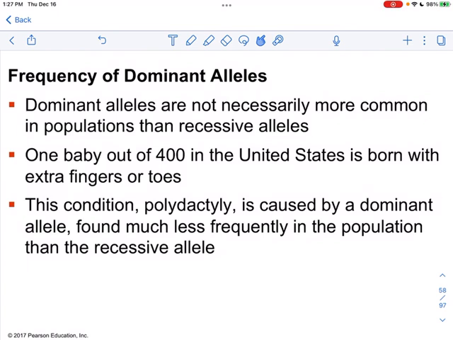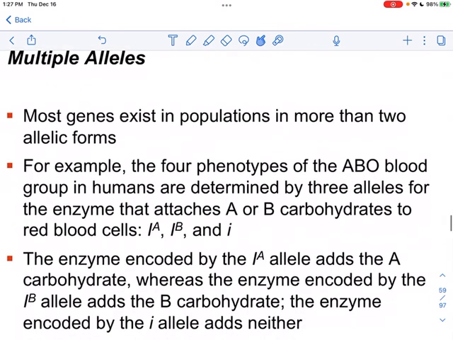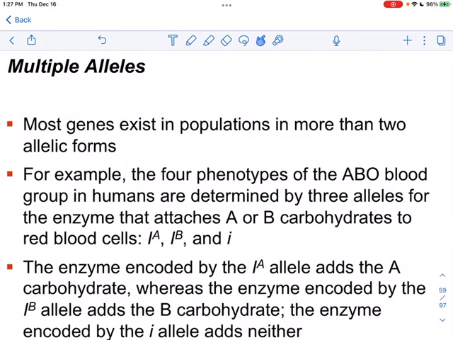Right? For instance, one baby out of 400 in the United States is born with extra fingers and extra toes. And this condition, which is called polydactyly, is actually caused by a dominant allele. But it's found much less frequently in the population than the recessive allele. So just because an allele is dominant doesn't necessarily mean that it's common, right?